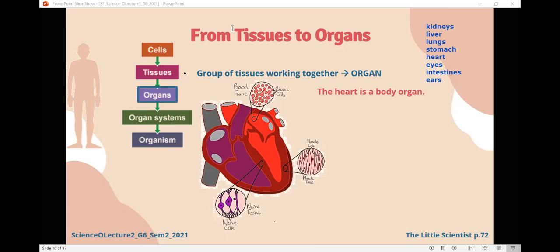Kidneys, they help you in cleaning your body. Oh, okay. Look, here are the kidneys.